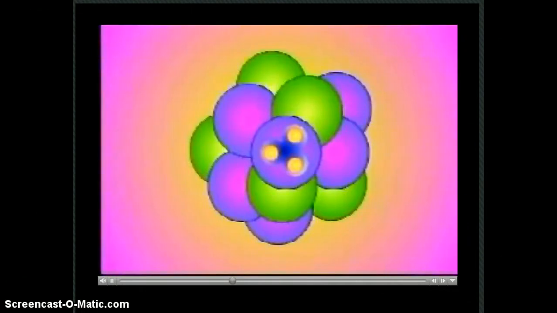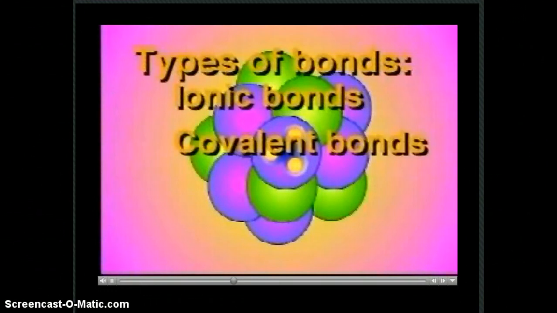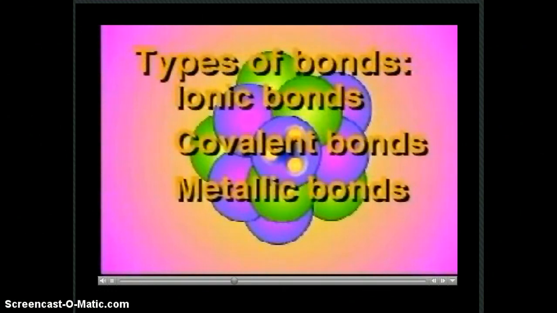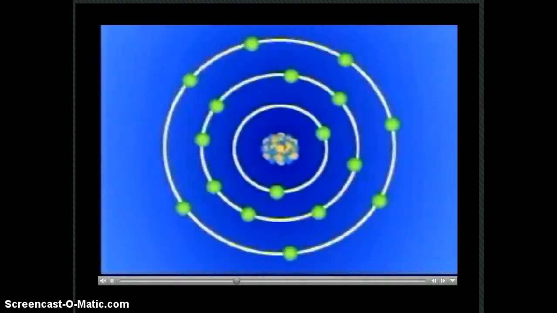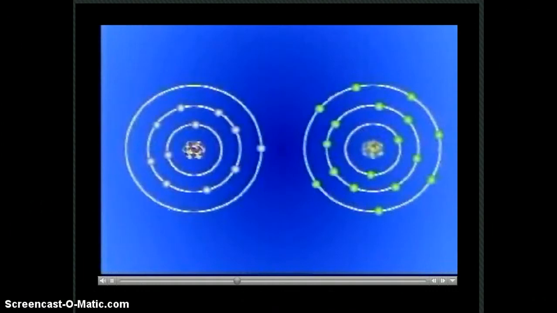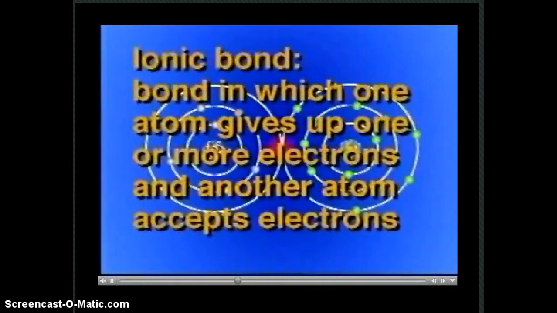Let's take a look at common types of bonds: ionic bonds, covalent bonds, and metallic bonds. The first type of atomic bonds we will discuss are ionic bonds. An ionic bond is a bond in which one atom gives up one or more electrons and another atom accepts the electrons. Ionic bonds are quite common.